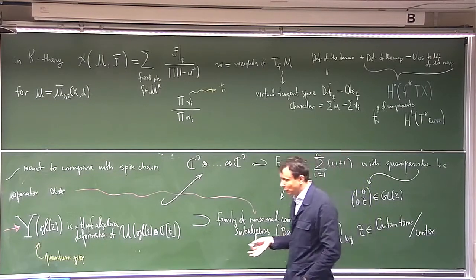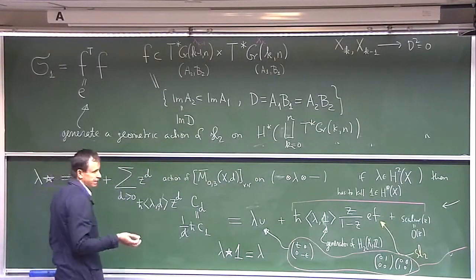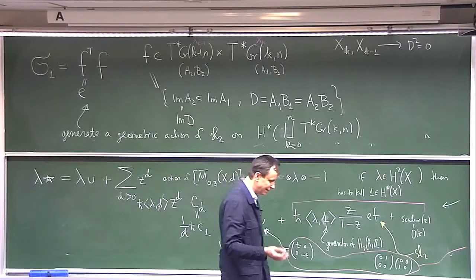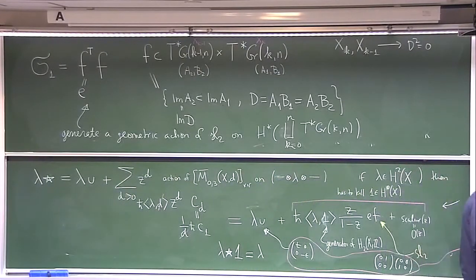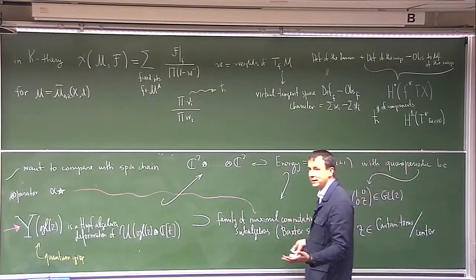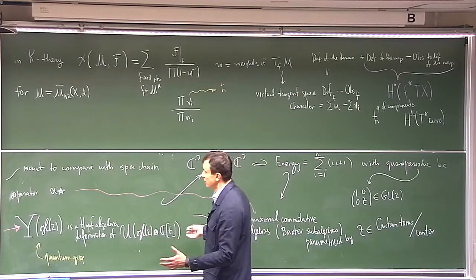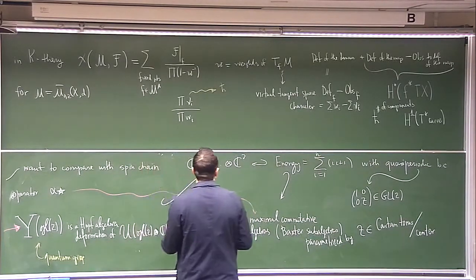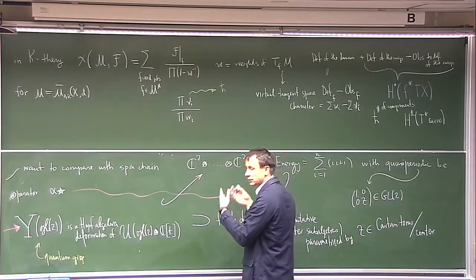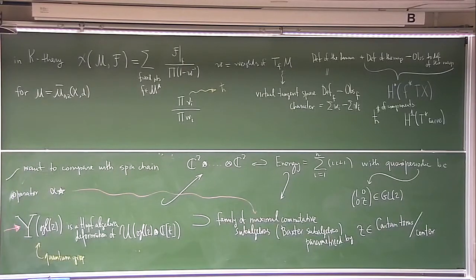Maybe I'll just say the key point. I'll say it one more time. This link between quantum integrable systems and geometric representation theory, which is envisioned by Nekrasov and Shatashvili, maybe they didn't have it in terms quite like that, but certainly in very closely related terms, the link is that spin chains, integrable spin chains, are quantum integrable systems explained by Yangian symmetry.